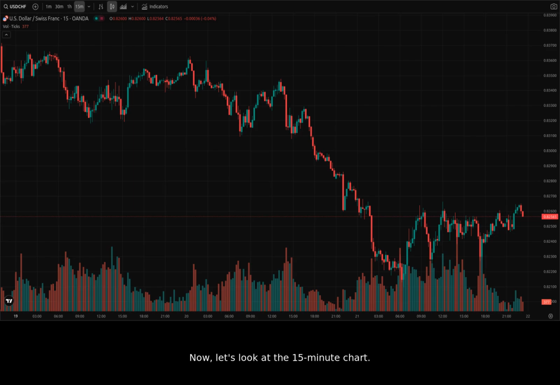Now, let's look at the 15-minute chart. On this time frame, the chop is evident. The price is clearly directionless, at least in the last few candles. We can see a recent price of 0.82660. Let's recap some of the key things to look for going forward.